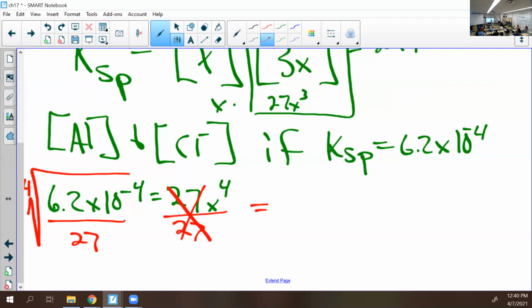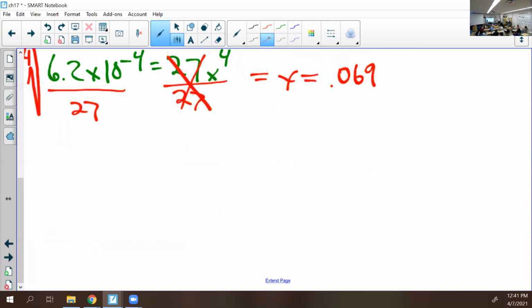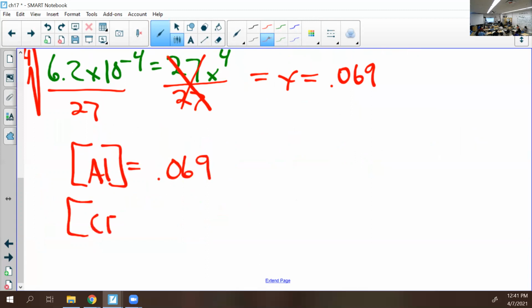All right, and so the answer is what? So x is equal to what? Do people agree with that value? That's x. So the concentration of Al is equal to x, so that's 0.069. The concentration of Cl minus is equal to 3 times x, which is 0.208.